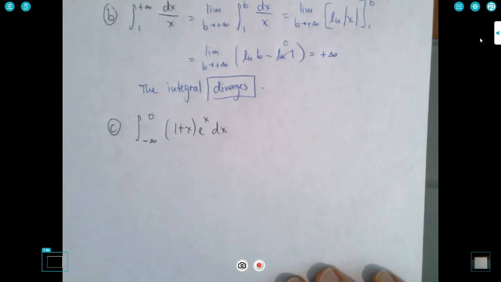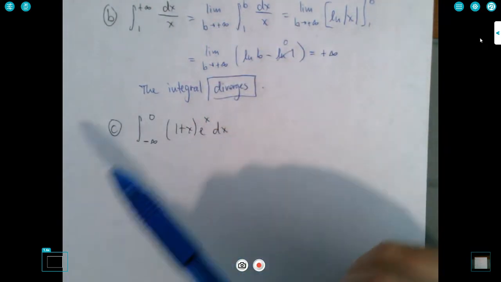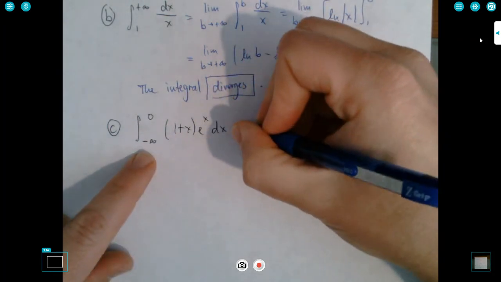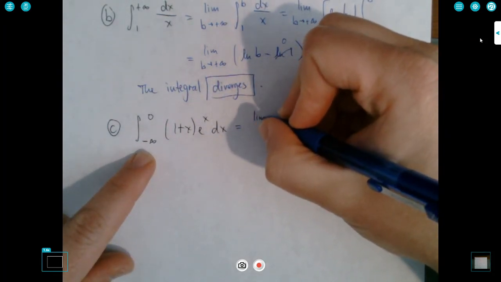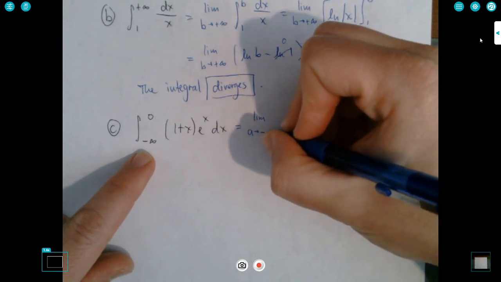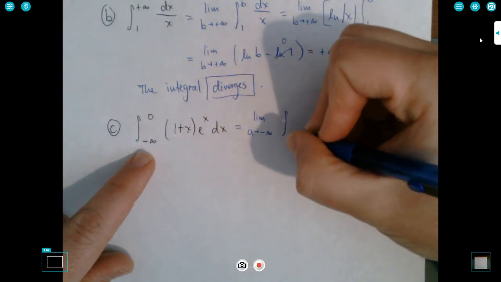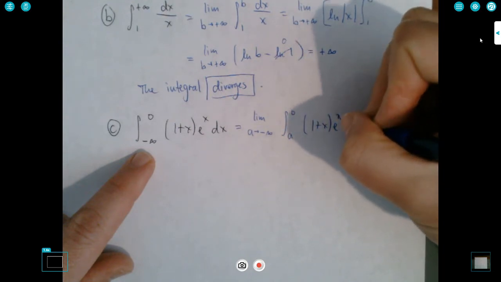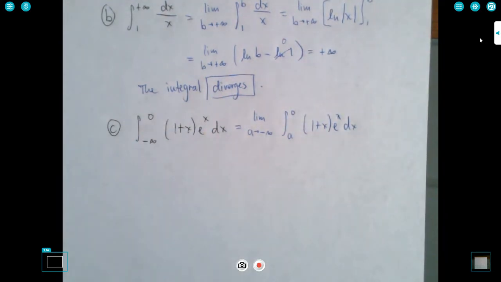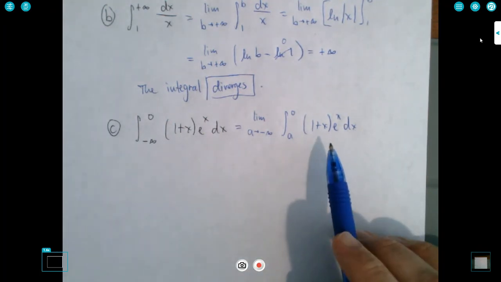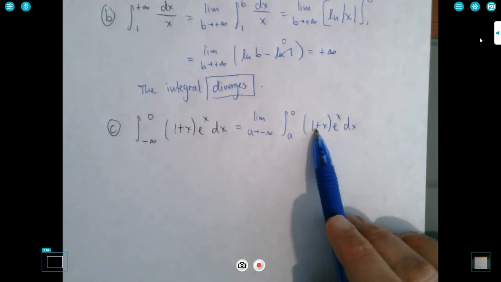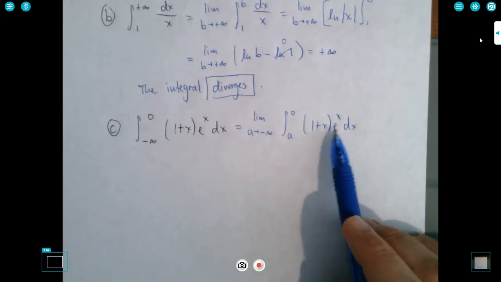Now, how are we going to integrate this? Well, first of all, let's take care of the limit, right? So this is going to be the limit as a approaches negative infinity of the integral from a to 0 of 1 plus x times e to the x dx. Okay, but now how do we evaluate this thing? It occurs to me that I could distribute the e to the x and get e to the x plus x times e to the x.